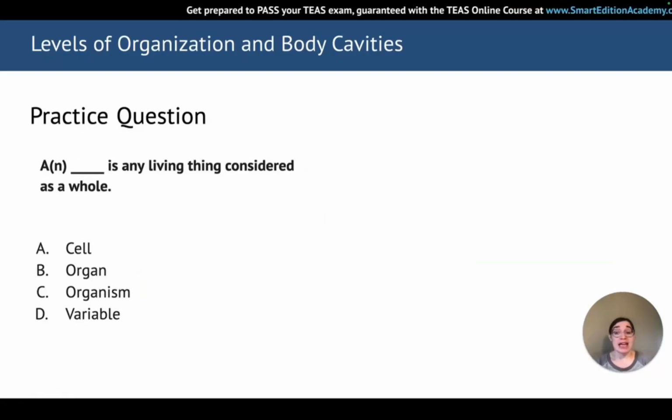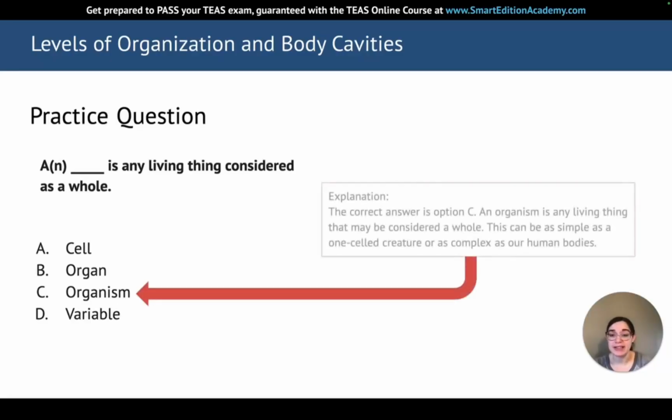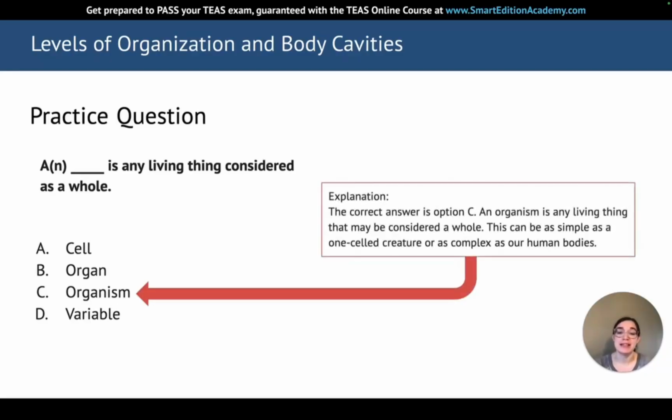A or an blank is any living thing considered as a whole. Is it A, cell? Is it B, organ? Is it C, organism? Or is it D, variable? And the correct answer here is option C. An organism is any living thing that may be considered as a whole.